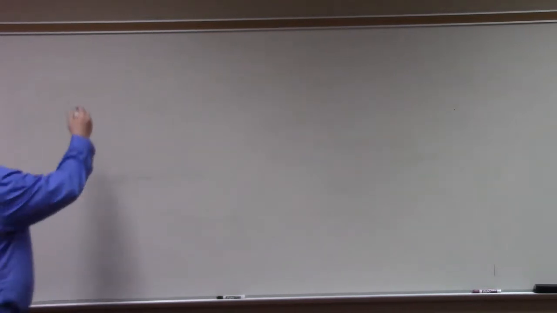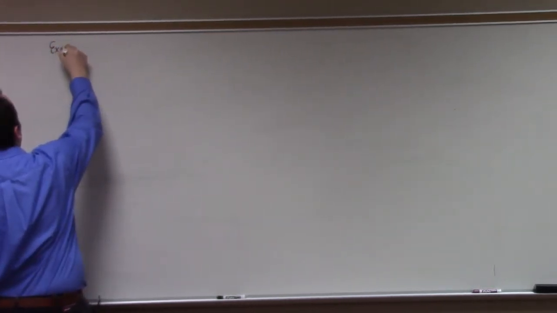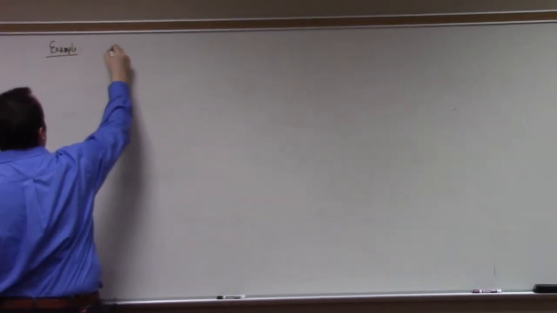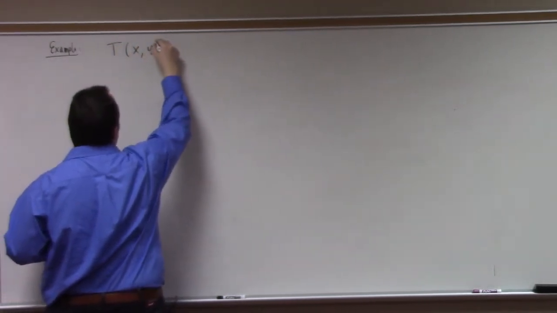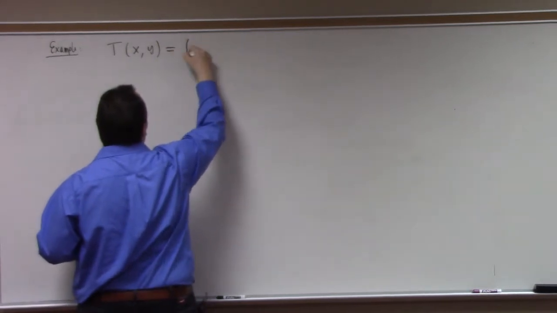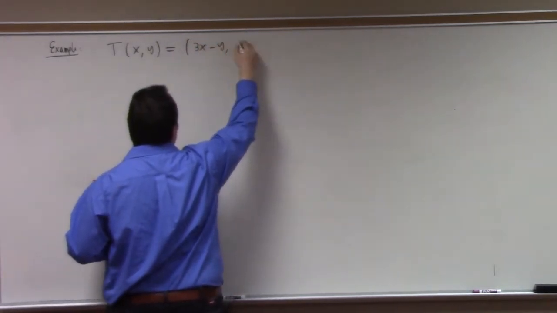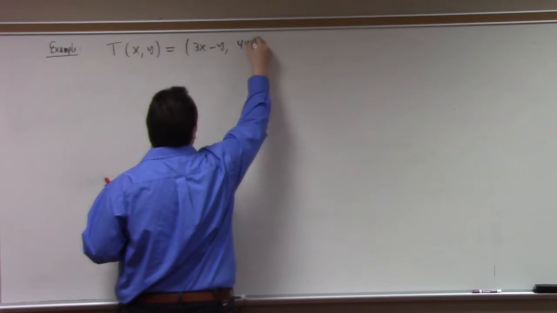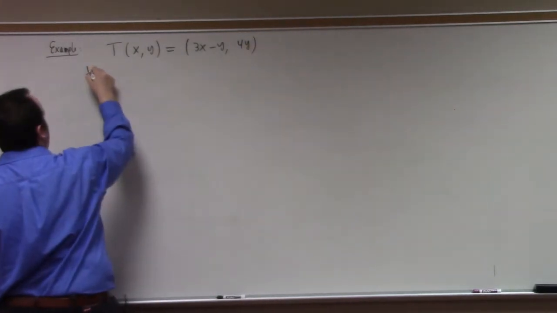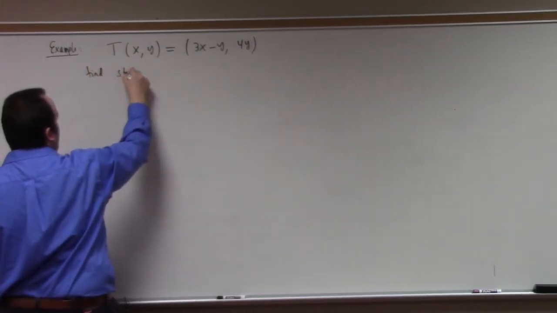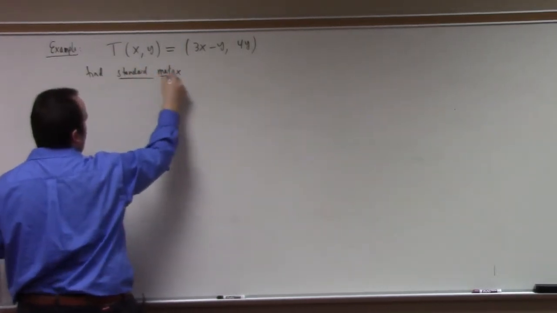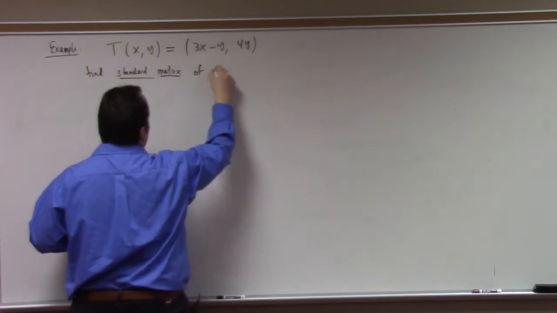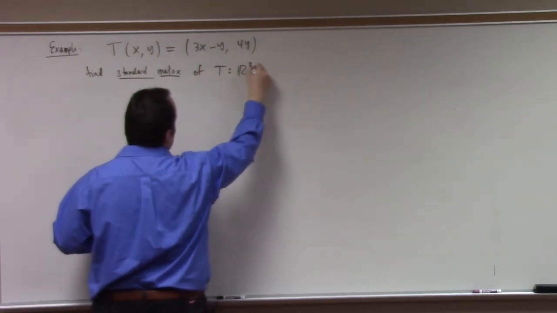We have 15 minutes, right? So, example. If we have T of x, y equal to 3x minus y, 4y, find the standard matrix of T, which is a mapping, let's say, from R2 to R2, to be clear.